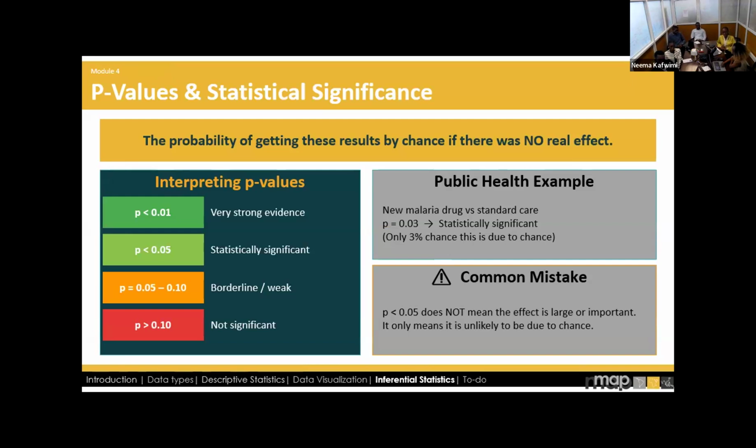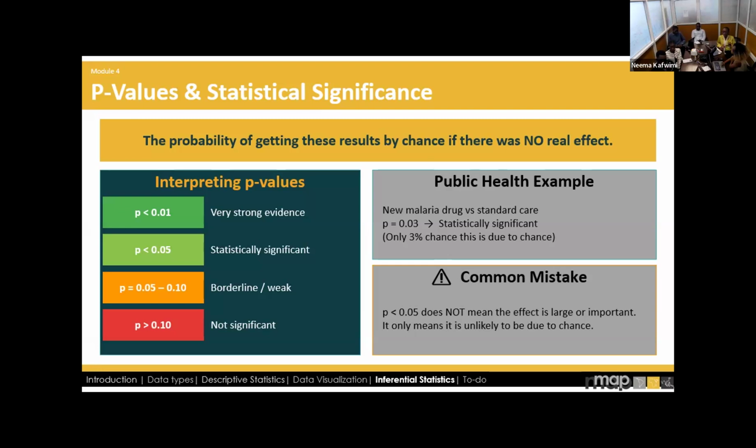The probability of getting these results by chance, if there was no real effect, that is a p-value. We are used to interpreting a p-value less than 0.05 as significant, and we go out very happy and think that's done. But it's not only that. There are other pillars that you have to look at apart from the p-value less than 0.05.